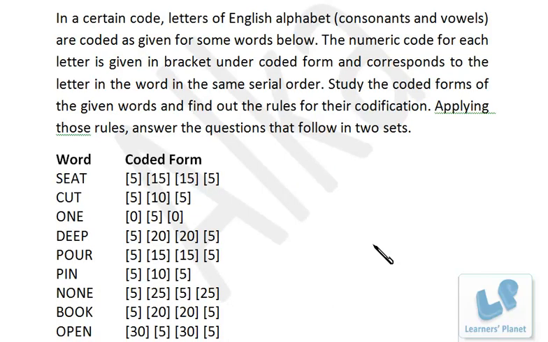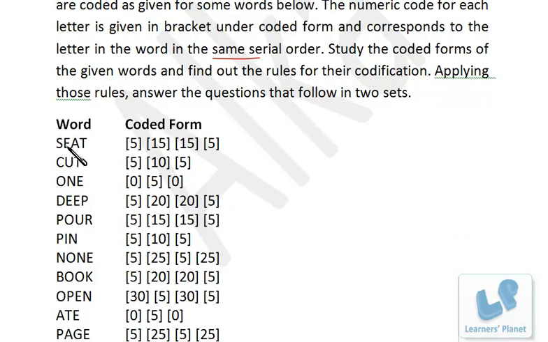Now we have a set of problems based on coding and decoding. So here in a certain code, letters of the English alphabet, consonants and vowels, are coded as given for some words below. The numeric code for each letter is given in the bracket under coded form and corresponds to the letter in the word in the same serial order. Okay, that's important. Study the coded forms of the given words and find out the rules for their codification. Okay, now let's see the first word.